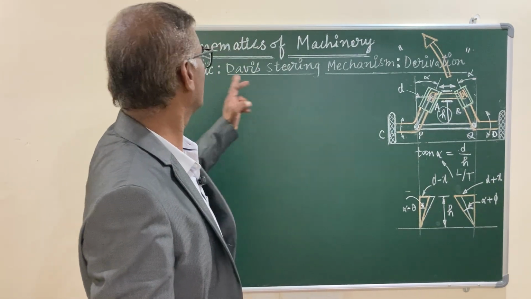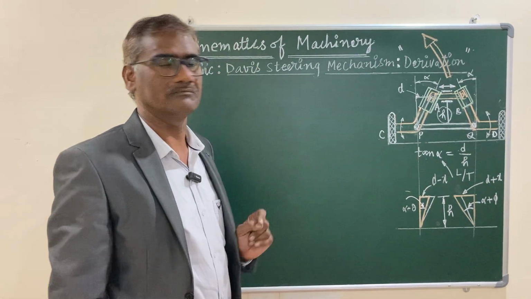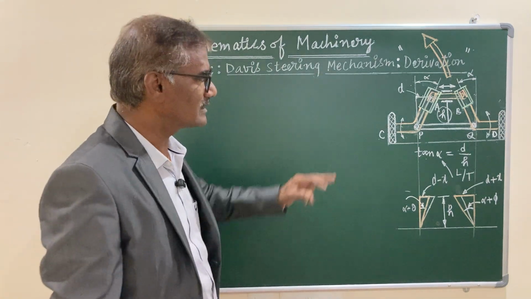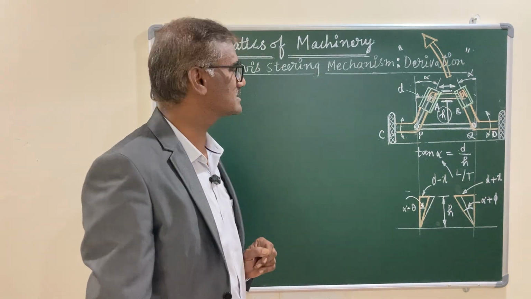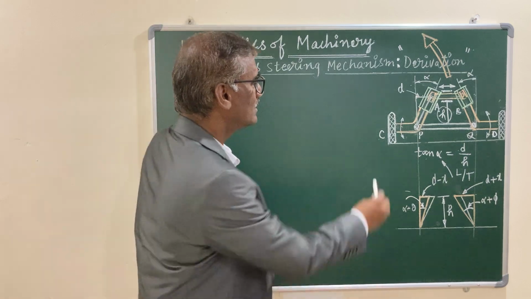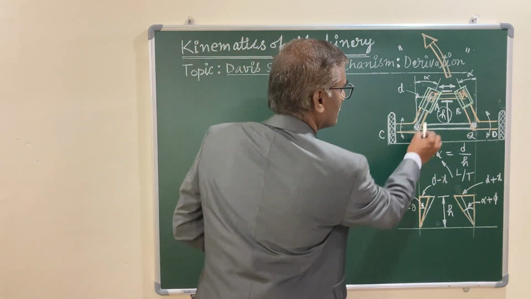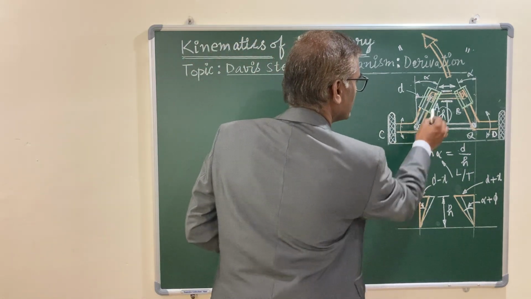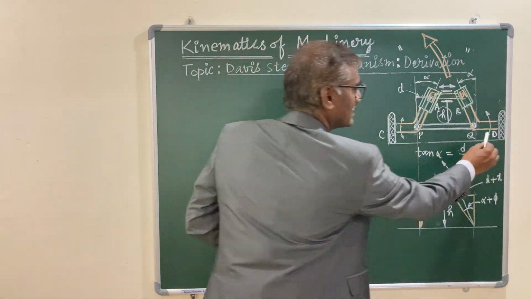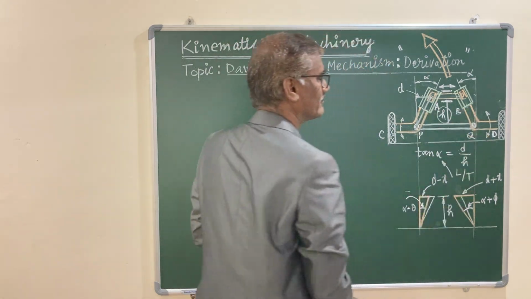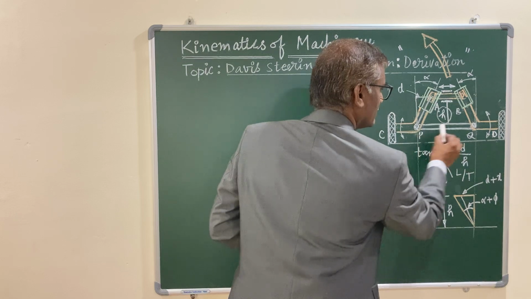In today's class, you will be learning the Davis steering mechanism and its derivation. Let us see the constructional details of the Davis steering gear mechanism. You have two bell crank levers. CPA is one bell crank lever, DQB is another bell crank lever, and PQ is the front axle.